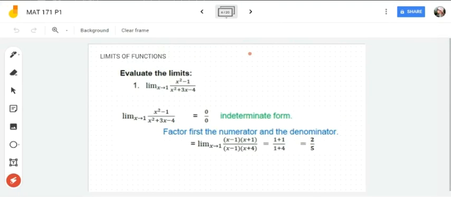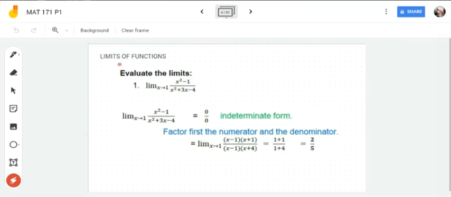How about if our limit is in the indeterminate form, just like this example? Okay, so if we consider this example, we have here the limit of x squared minus 1 over x squared plus 3x minus 4 as x approaches 1. So if we substitute 1 for x here, that will become 1 squared minus 1, that is 0. And then here, 1 squared, that is 1, plus 3 multiplied by 1, that is 3, minus 4. So that is 1 plus 3 minus 4, or 4 minus 4, that will be 0. So that will become 0 over 0, which is undefined, or it is in the indeterminate form.